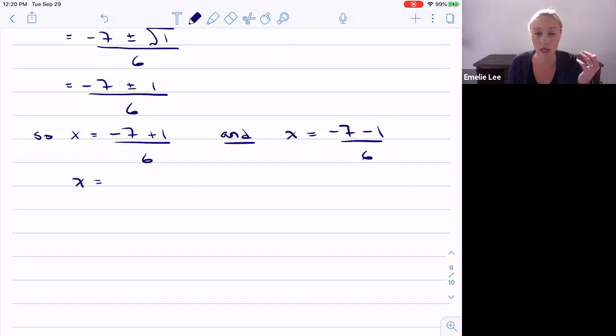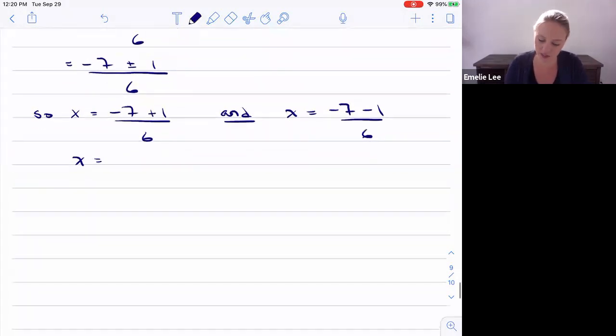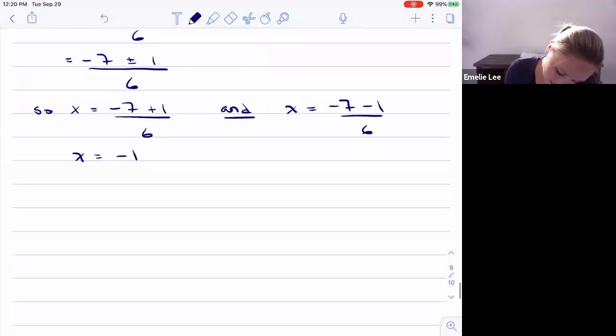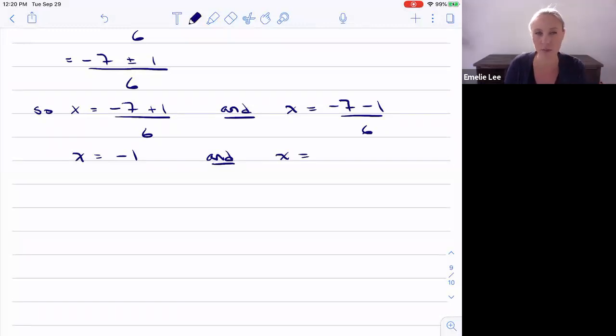Definitely go ahead and use your calculator if you're not feeling comfortable, especially dealing with negatives. I want you to just make sure that you don't make any silly mistakes. So you're definitely better off just using your calculator, even if it feels silly sometimes. -7 plus 1 is -6, right? So -6 divided by 6 should be -1. And there's going to be two solutions. x is -7 minus 1, which is -8, divided by 6.